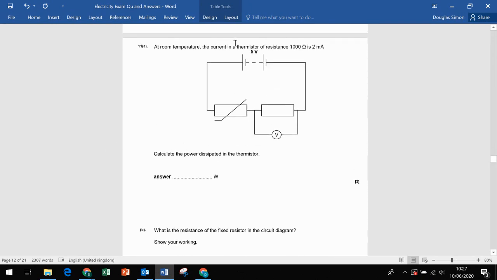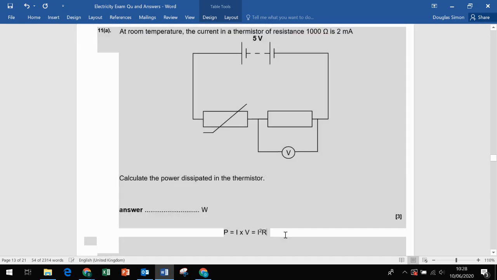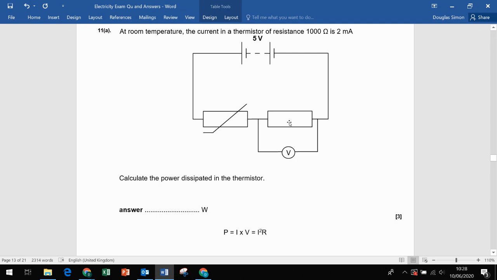11. At room temperature, the current in a thermistor, resistance is 1,000 ohms, is 2 milliamps. Calculate the power dissipated in the thermistor. So when it says power dissipated in the thermistor, it means the power across the thermistor. So what do we know about power? Well, power is current times voltage. And we also know it's current squared times resistance. Okay. So which one of these is more useful to use? Well, do we know what the thermistor's resistance is? No, we do. We don't know what the potential difference is, but we do know what the current is and we do know what the resistance is. So we need to use this equation here.